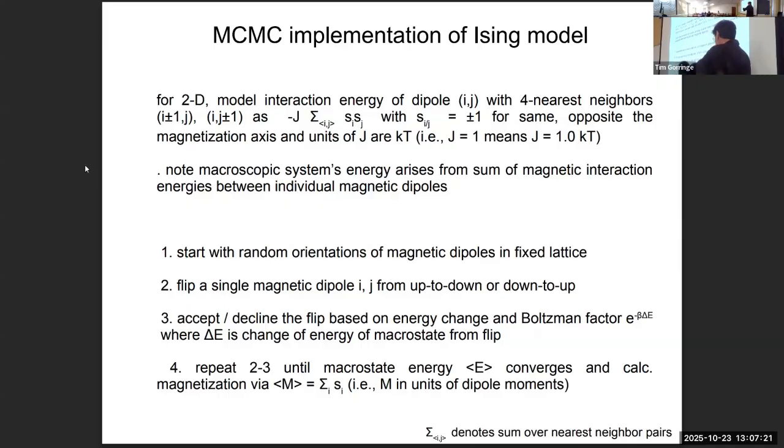If the energy of the new state is lower than the energy of the current state, then I'll just accept it 100%, all the time. If the energy of the new state is higher than the energy of the current state, then I'll only accept it with some probability that's less than one. That is, I'll use the Boltzmann factor, which favors lower energy states over higher energy states, to give some chance of declining and not accepting that change. And then we do this many times.